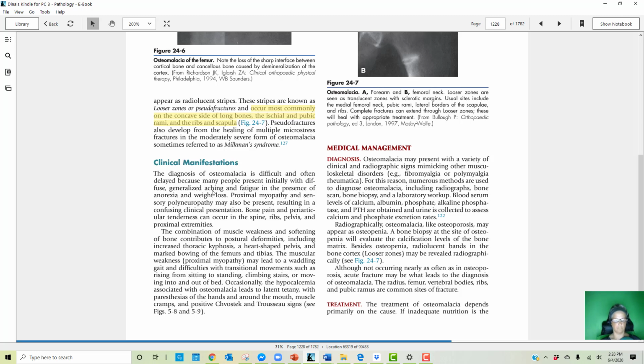Proximal myopathy and sensory polyneuropathy may also be present, resulting in a confusing clinical presentation. Bone pain and periarticular tenderness can occur in the spine, ribs, pelvis, and proximal extremities. The combination of muscle weakness and softening of bone contributes to postural deformities, including increased thoracic kyphosis, a heart-shaped pelvis, and marked bowing of the femurs and tibias.